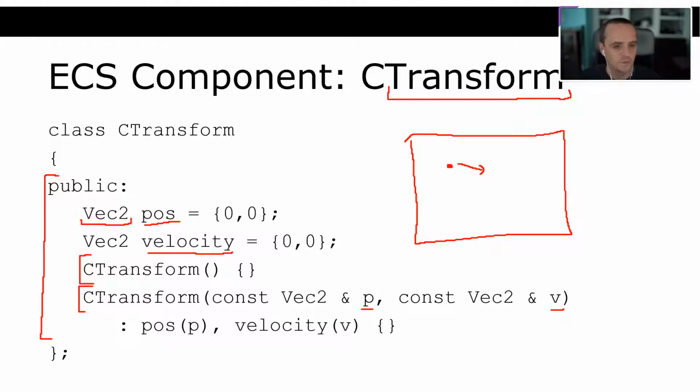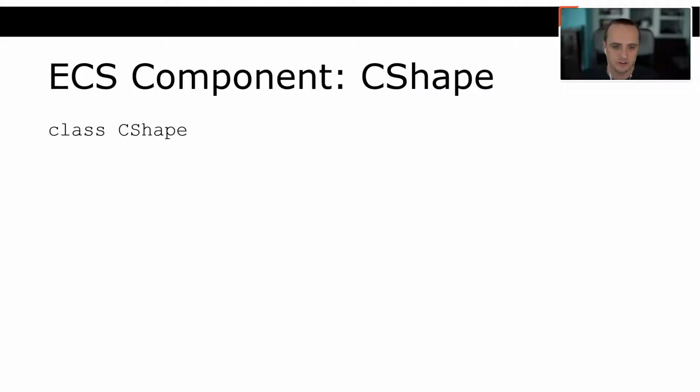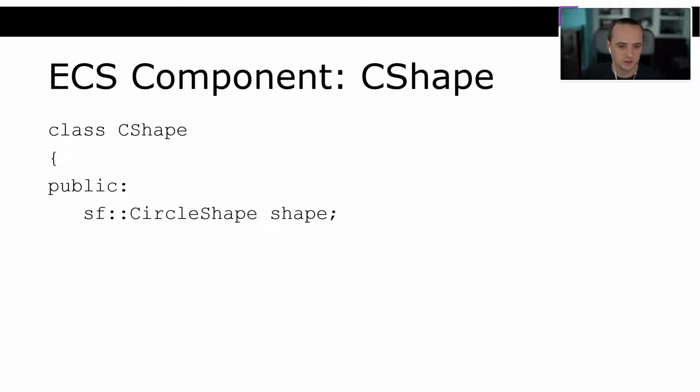So for now, consider a Vec2 is just a vector with 2 elements, an X and a Y. Here's another example. This is the class C shape, and this is what we will actually be using for assignment 2. What happens here is we want an entity to be drawn on the screen with some sort of shape. And so what we'll do is we'll just have an entity and we'll attach a shape to it. So what's that going to look like?